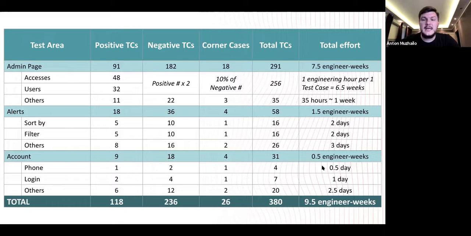1.5 engineering weeks for alerts, and half an engineer week for accounts. So in total, you will have 9.5 engineer weeks. And does it look like an evidence-based estimation? Yes, because you already showed the logic. How did you calculate? How did you find those numbers?